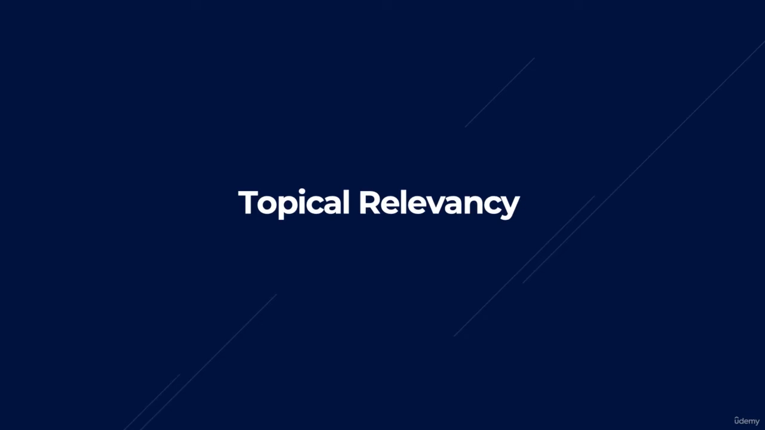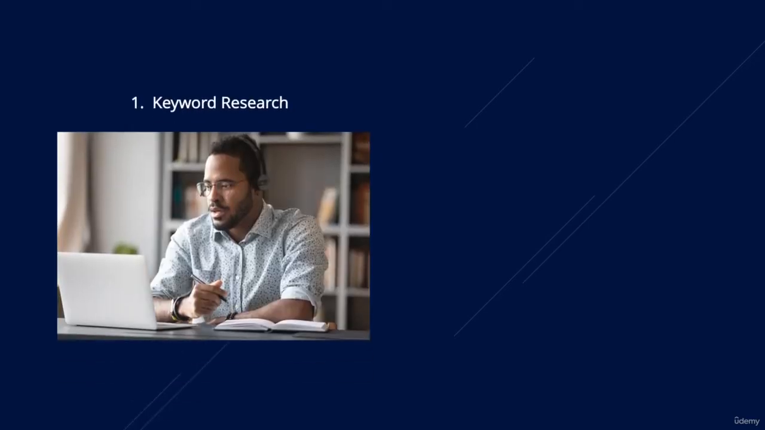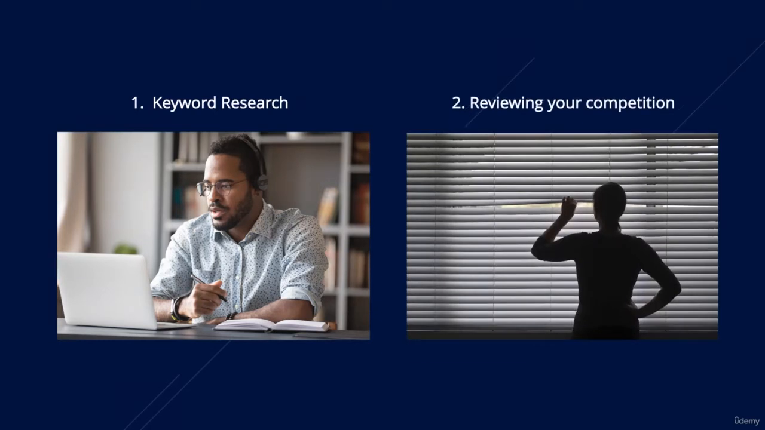Topical relevancy. In the keyword research section of the course, I ran through how you can find keywords to target, which range from carrying out standard keyword research or by reviewing your competition. Now, a lot of people would have carried out these keyword research processes, picked a keyword to target, they would have written some content targeting that specific keyword, and then tried to rank for it.